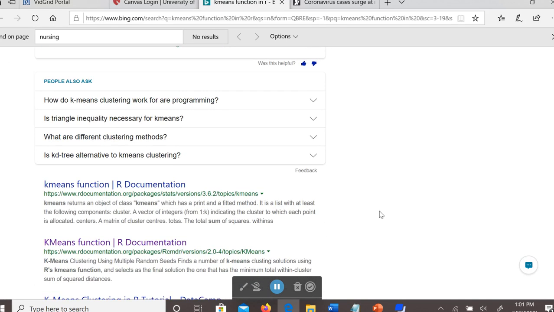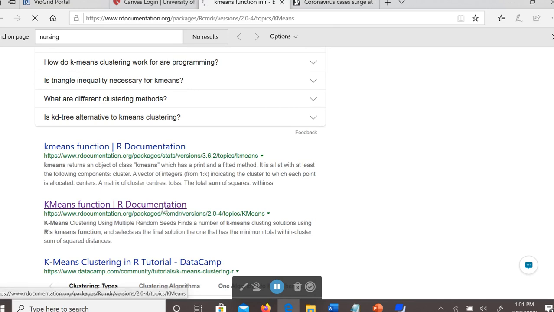If we are not sure what options we have, we can always Google.